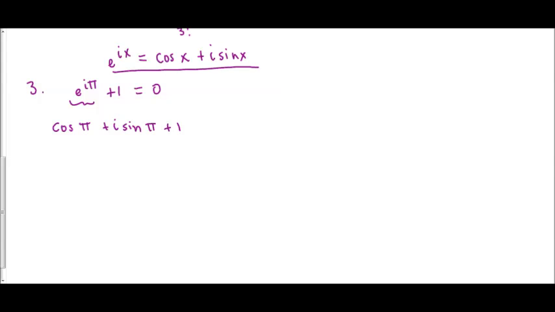plus 1. And the cosine of pi is going to be -1. The sine of pi is going to be 0, and I'm going to have plus 1, and that's going to be equal to 0, which is what I was supposed to show.